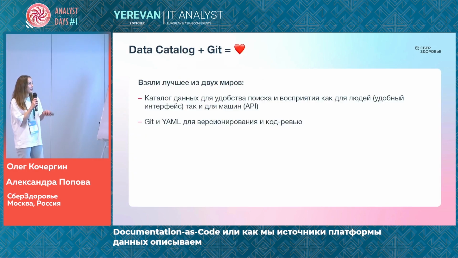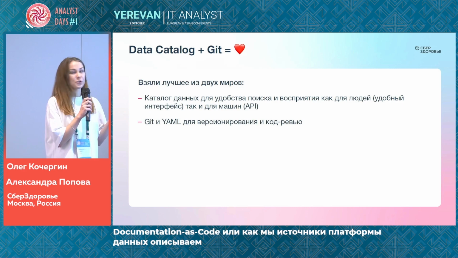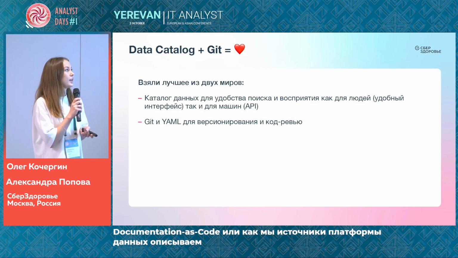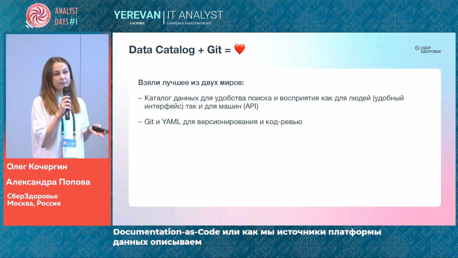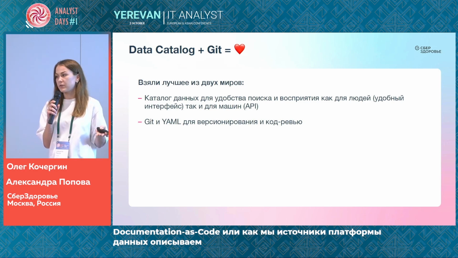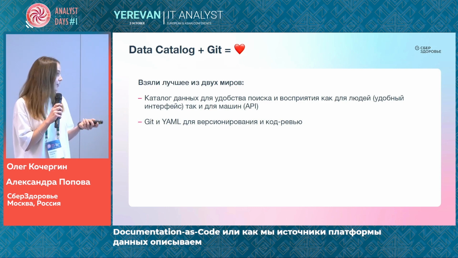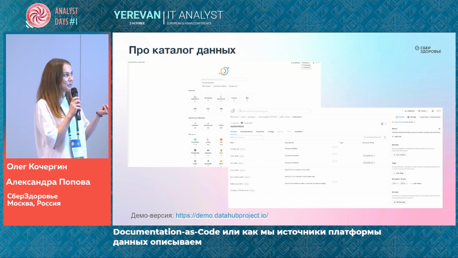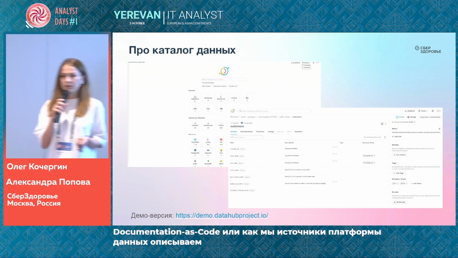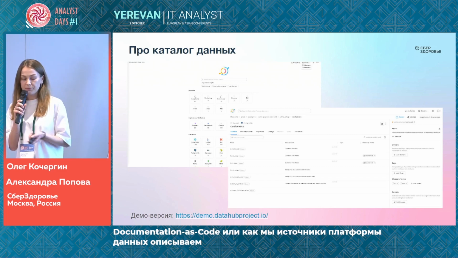Now, actually, what did we do? This is about data catalog and Git, and the happy combination of those. We had a data catalog. Now this is a UI for humans, API for machines. And we have YAML as well. But now, as far as the data catalog is concerned, there are many of those. Proprietary, open source. We use DataHub from LinkedIn.